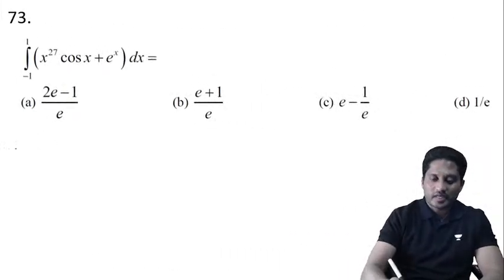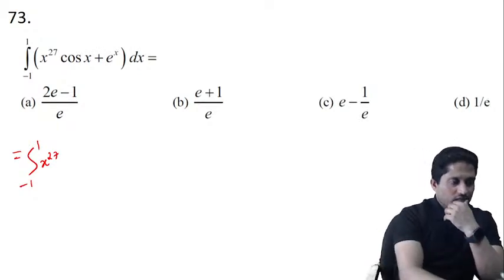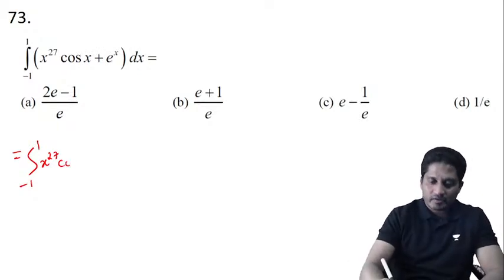See, this is a direct question. Integration from minus 1 to plus 1 of x to the power of 27 cos x dx, plus integration from minus 1 to plus 1 of e to the power x dx.